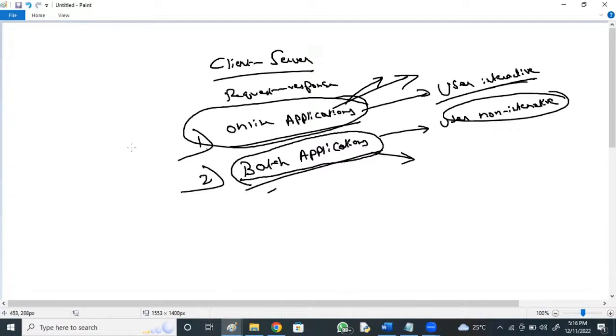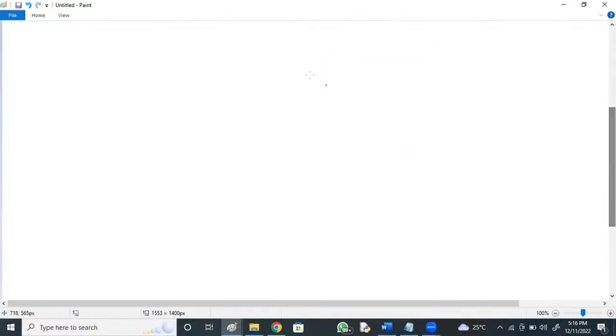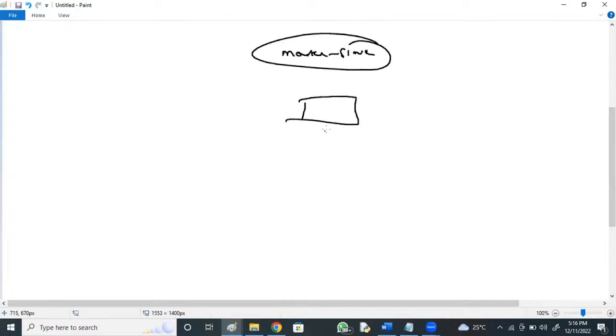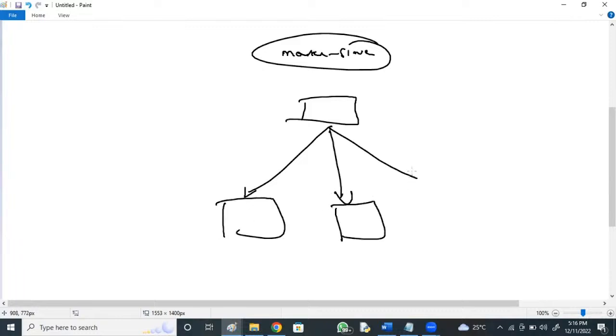And that too, whenever a user gives a request, immediately it's not for request response. It is for master slave. So where we see a master and multiple slaves: slave 1, system 1, system 2, system 3, or slave 1, slave 2, slave 3.